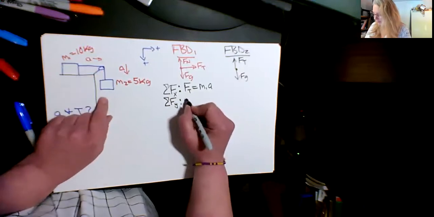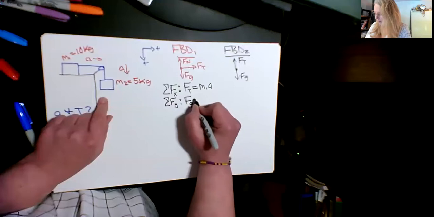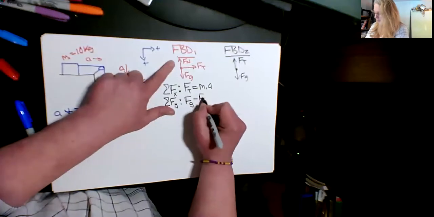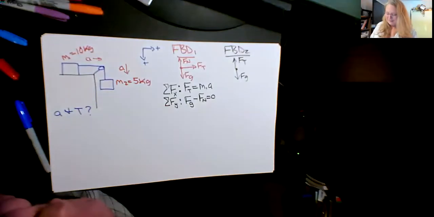So what do I have? Down is positive. That's where I have to be careful. Force of gravity minus the force normal equals 0. They still equal each other, but they've changed signs.